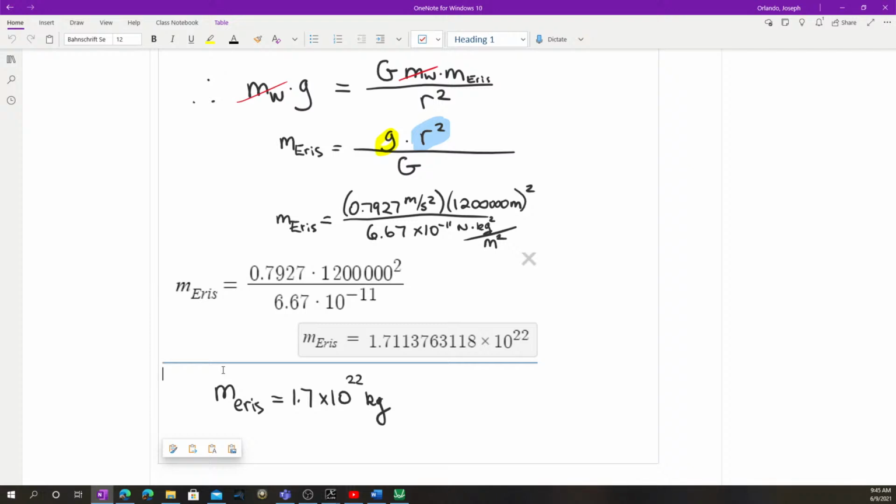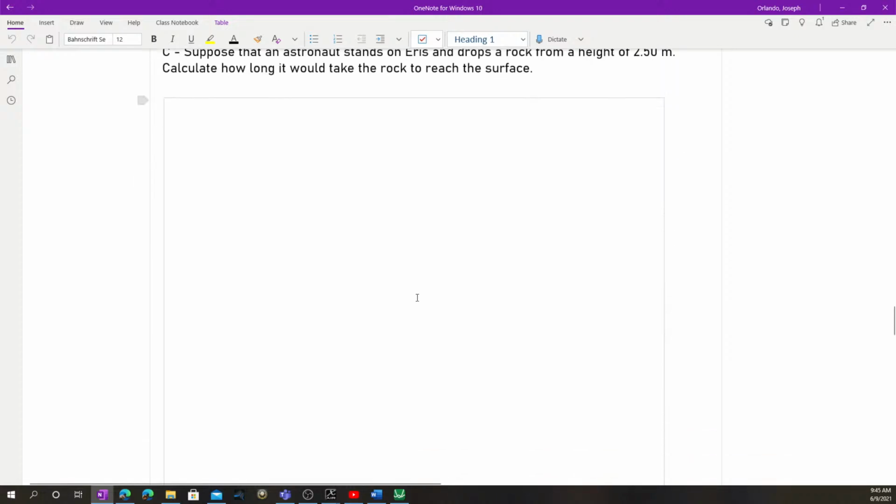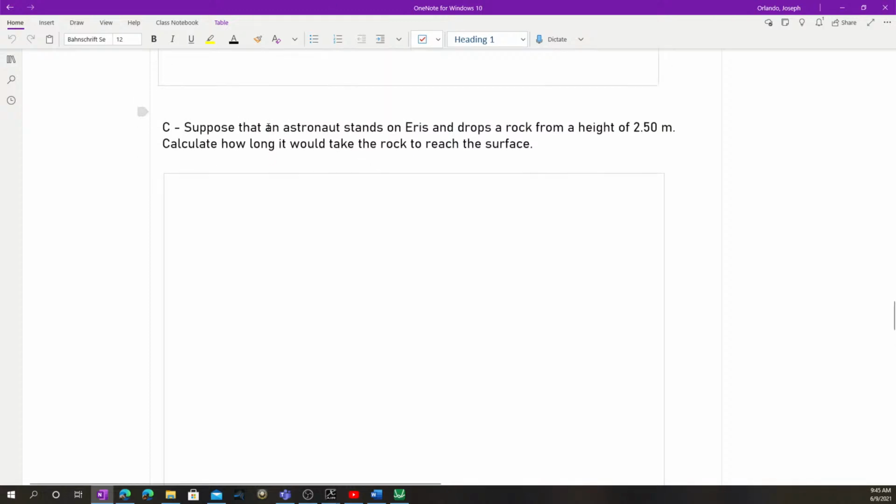And now that you know that, well, nothing to it. The C part is trivial. I could just leave it for you, but we'll do it together. Now that we know that, suppose that an astronaut stands on Eris and drops a rock from a height of 2.5 meters. How long will it take? Suppose that an astronaut. How boring. Suppose that Paul stands on Eris and drops a rock from a height of 2.5 meters. Oh my goodness. I hope not on to Willem, though with Eris's low gravity, dropping a rock from 2.5 meters is unlikely to really be very dangerous. Anyway, how long will it take the rock to reach the surface?